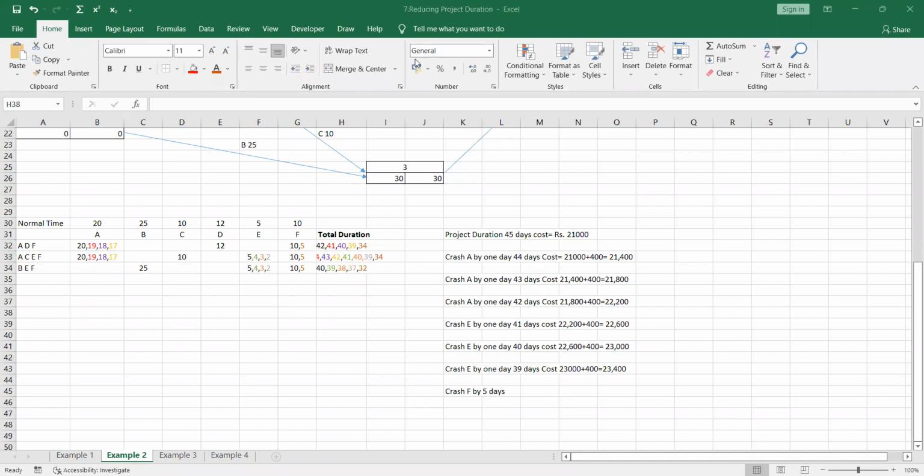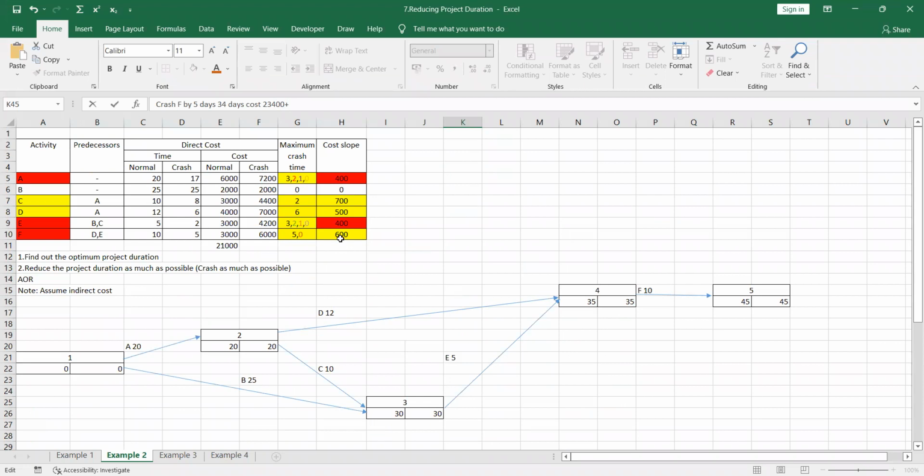Very good, Dan. It should be 34. Thank you very much. So crash F by 5 days means the critical path is 34 days. So the critical path is 34 days and cost is 23,400. For that 23,400, you have to add this 600. And this 600 is for the 1 day. We have now crashed for the 5 days.